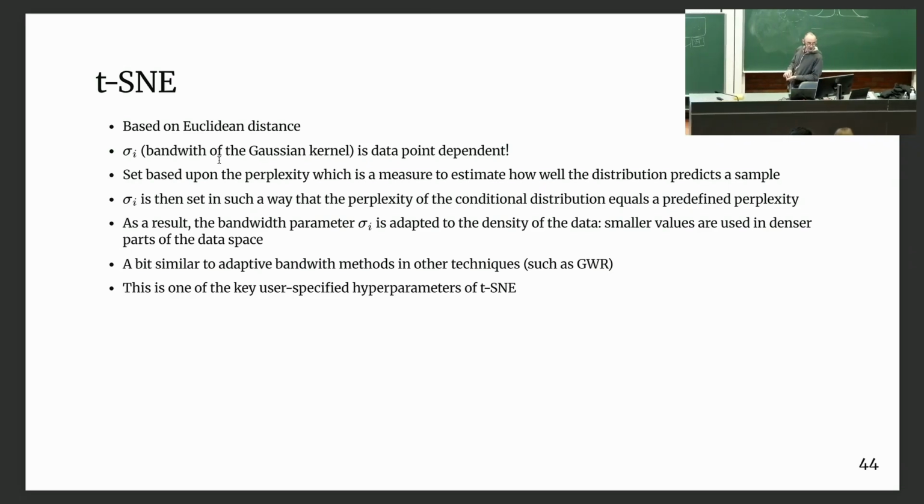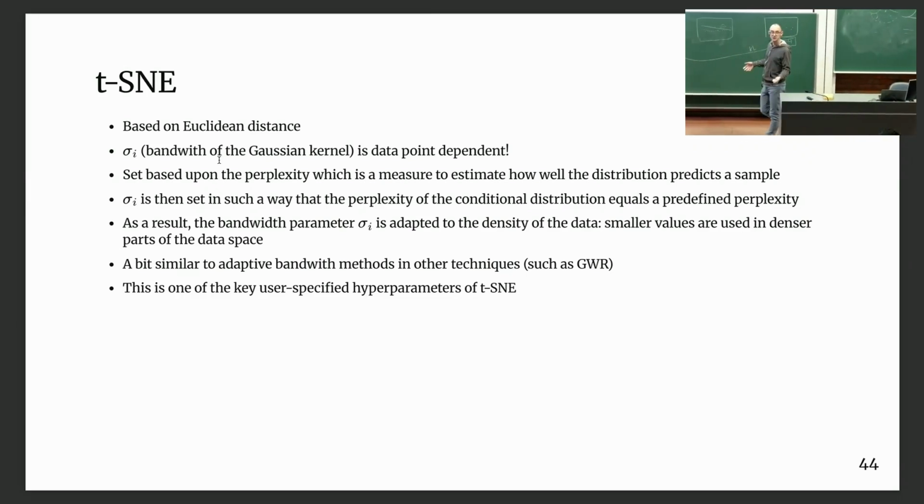A bit similar to adaptive bandwidth methods that you might have encountered in geographically weighted regression, for instance, where something very similar is done. Because there, if you work with spatial data, you have similar issues. If you make point measurements, you will have regions where you have a lot of measurements very close to one another, but then maybe in more rural regions, your measurements might be more spread out.